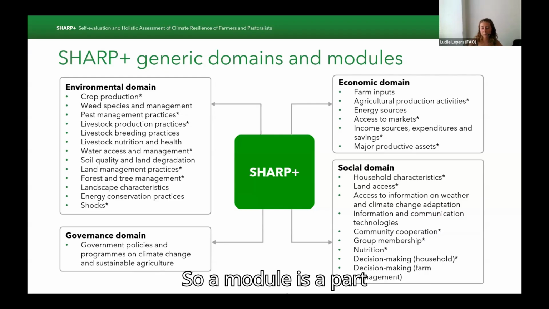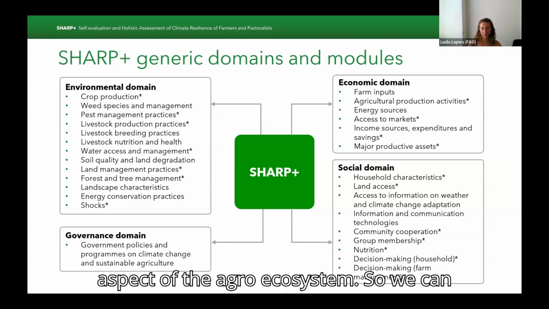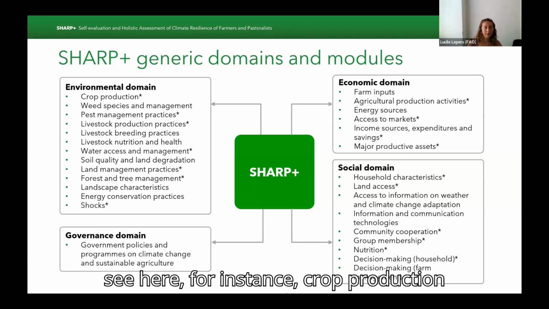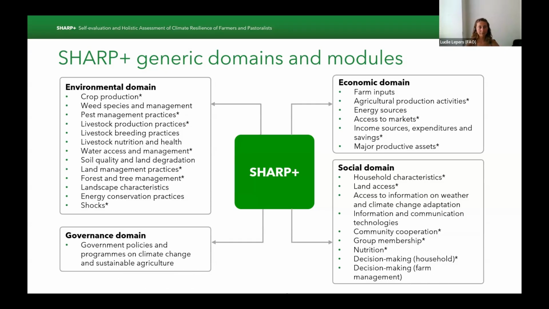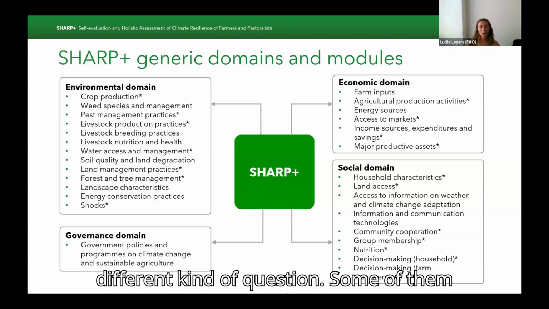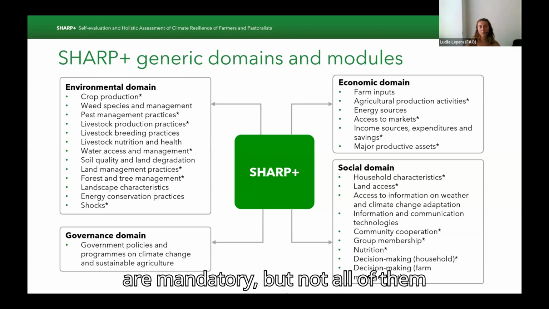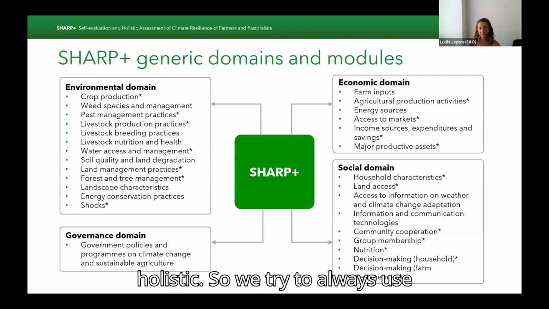A module is a part of the survey that focuses on a specific aspect of the agroecosystem. We can see here, for instance, crop production or weed species and management. Within these modules, we'll have different kinds of questions. Some of them are mandatory, but not all of them are always included because SHARP is already quite a long survey as it's holistic. So we try to always use the most relevant modules to make it efficient.